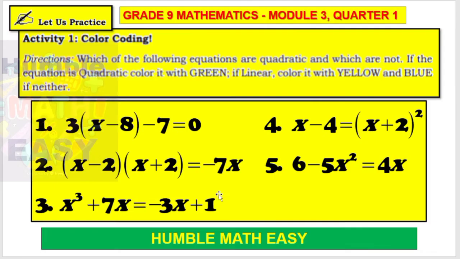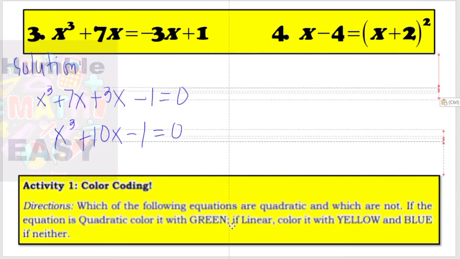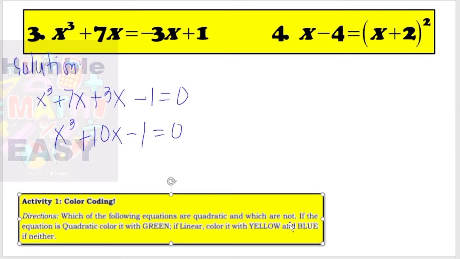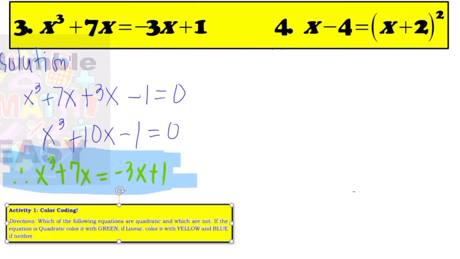Then again, following the direction: green if it is quadratic, yellow if it is linear, and blue if neither. Now we have x cubed as the highest degree of the exponent of the variable, so this is now a cubic. So we shade it blue. Okay, go.